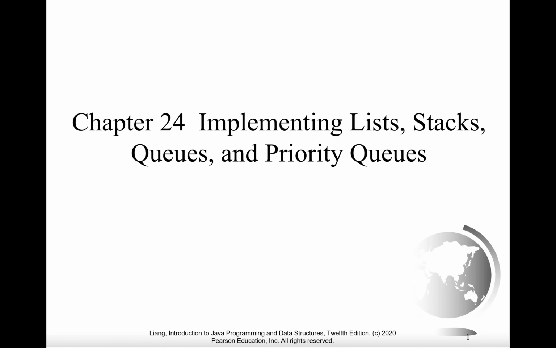In chapter 20, we introduced lists, stacks, queues, and priority queues. In chapter 22, we introduced the sets and the maps. These two chapters cover the use of the data structures in the Java API.